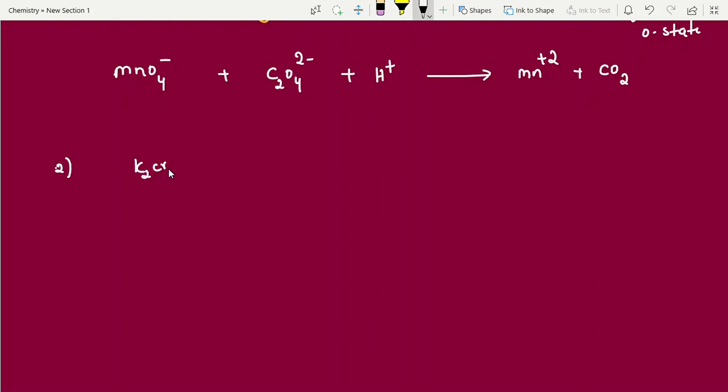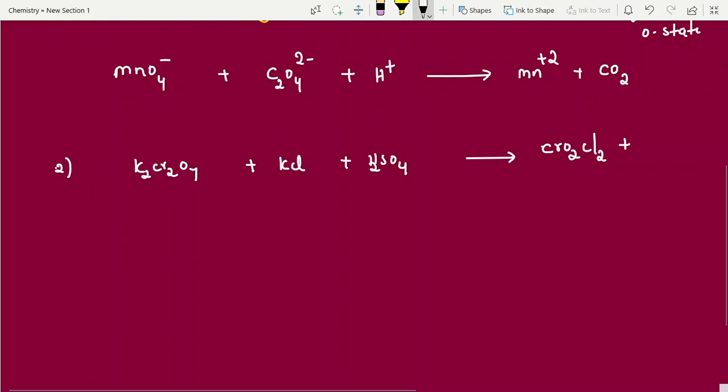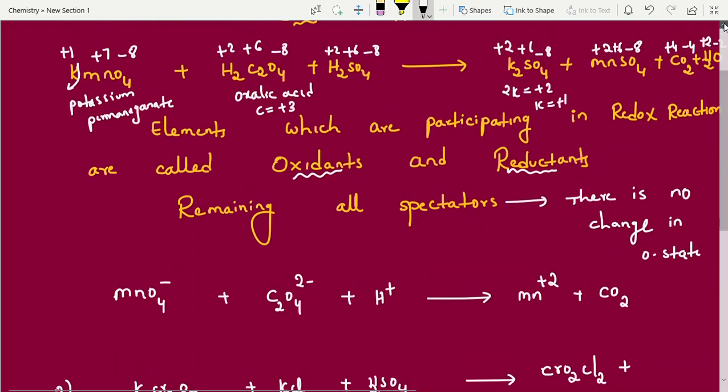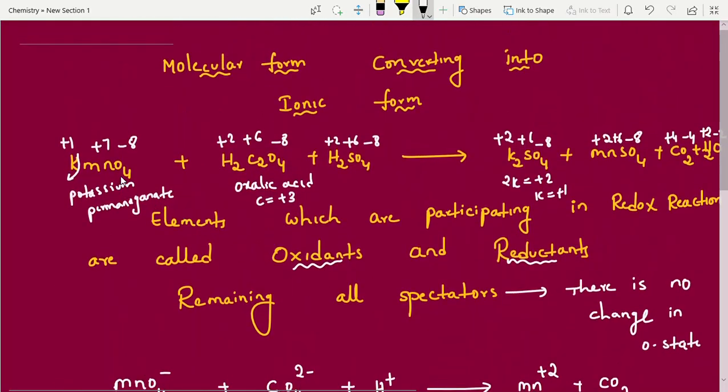Potassium dichromate K2Cr2O7 plus KCl plus H2SO4 gives rise to CrO2Cl2, chromyl chloride. This is the confirmation test for chloride ions. Dichromate in presence of H2SO4 is a strong oxidizing agent. Even in the above case also, you can observe the oxidizing agent, students. KMnO4 in presence of acidic medium acts as a good oxidizing agent.